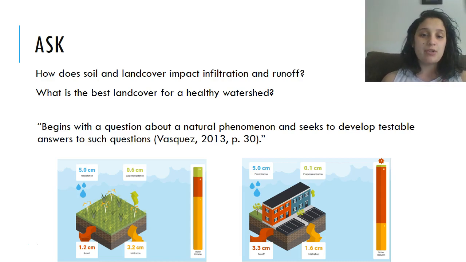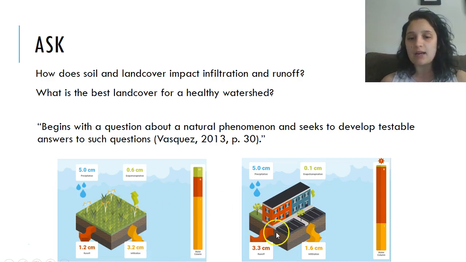And then I also played around with the different types of soil, and I put two pictures here. I was really seeing that the more vegetation and the more grass, the less runoff there was compared to a built up city block, which of course had more water runoff. I used the quote again from Vasquez, where the asking part begins with a question about a natural phenomenon and seeks to develop testable answers to such questions.